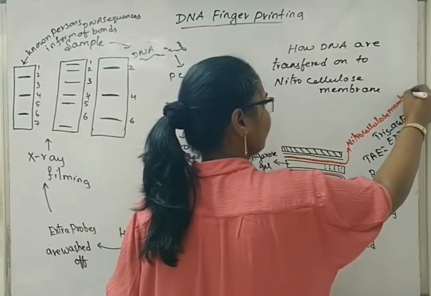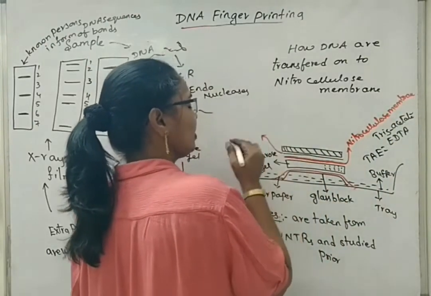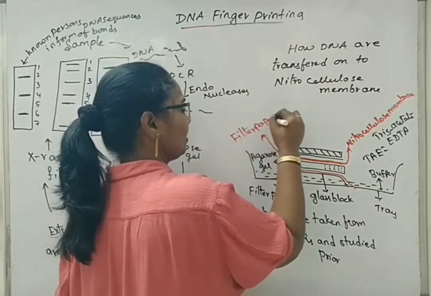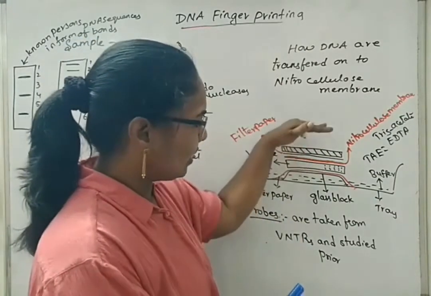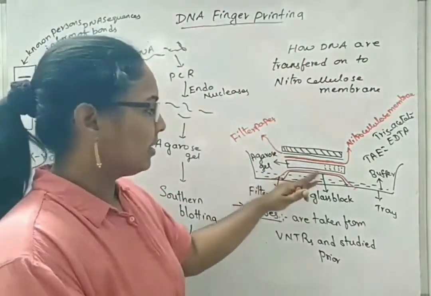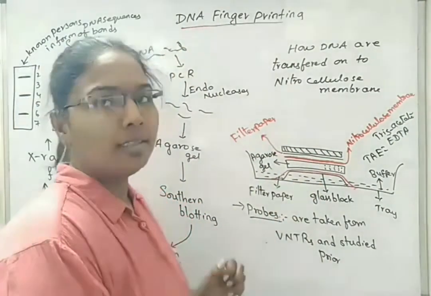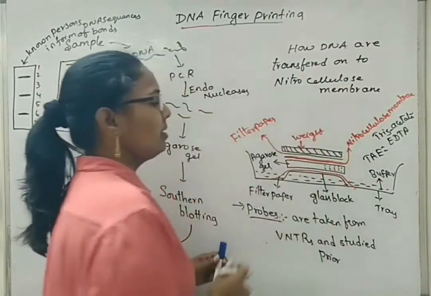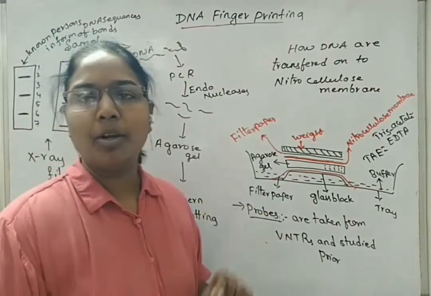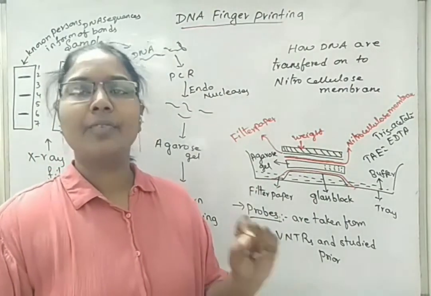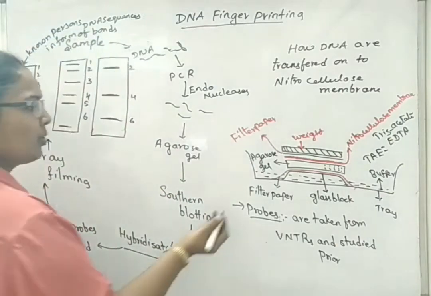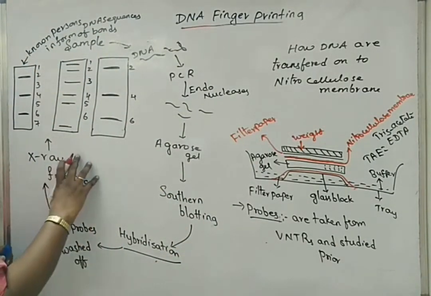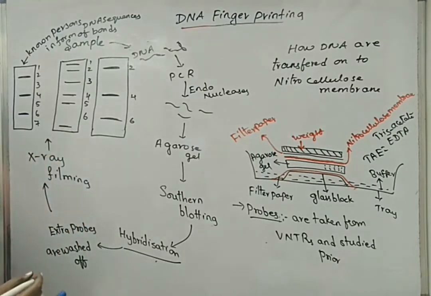Nitrocellulose membrane. Again, on the nitrocellulose membrane we see the filter paper arrangement. When we put some weight on all this arrangement, then DNA fragments are attracted towards the nitrocellulose membrane. So this will be the weight. This is how we do Southern blotting. Southern blotting is a technique in which only DNA fragments are separated. After the hybridization method, the extra probes will be washed off and then allowed for X-ray filming.